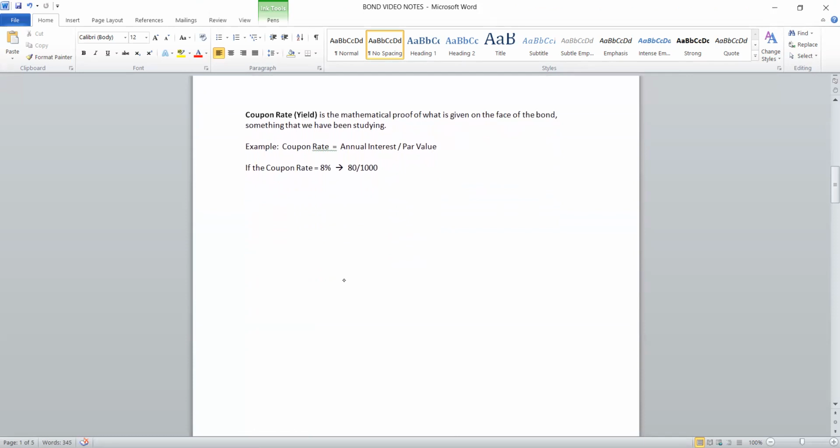All right, the coupon rate or the coupon yield is the mathematical proof of what is given on the face of the bond, something that we've been studying already. So example of a coupon rate, it's the annual interest divided by the par value. I have said, and what I wanted us to continue to do, as soon as you see a coupon rate, guys, you got to multiply it by 1,000, and in this case you'd get the $80, okay? And that $80 is the annual interest.